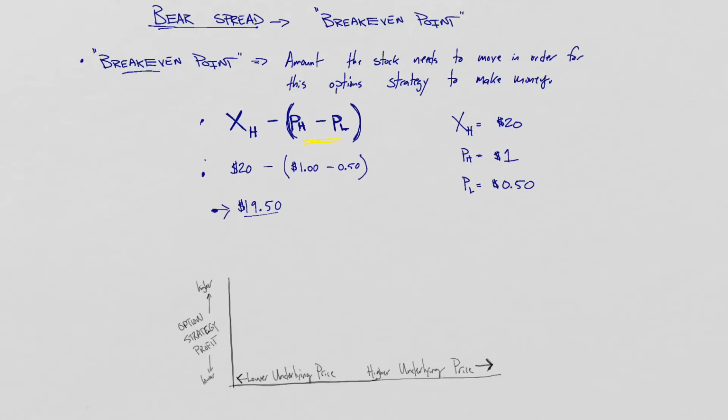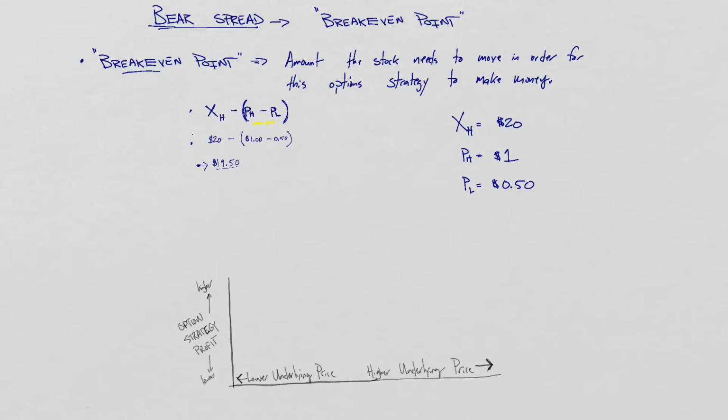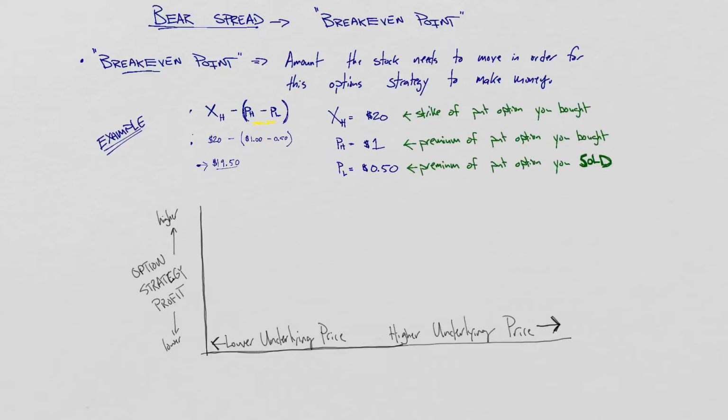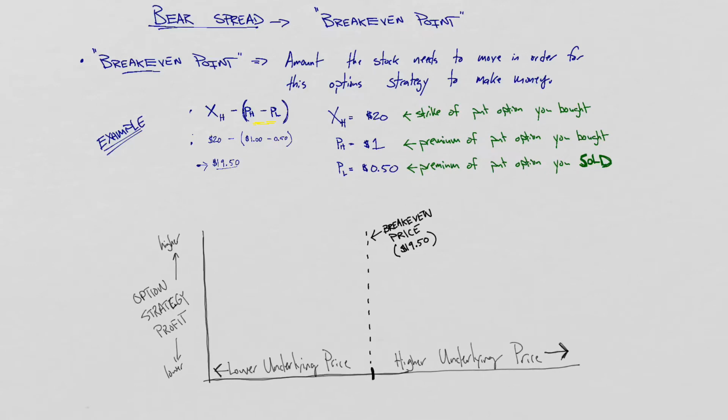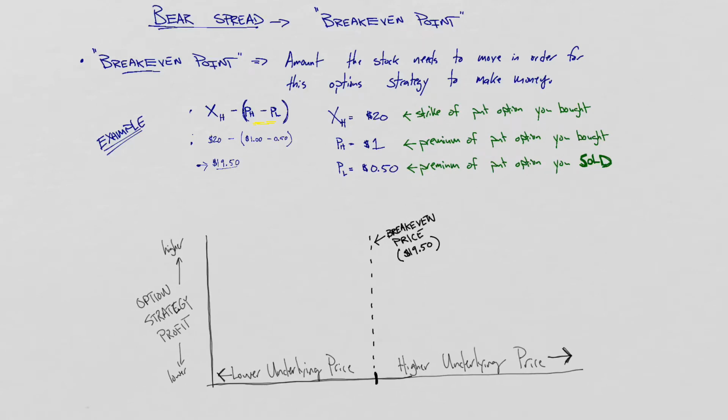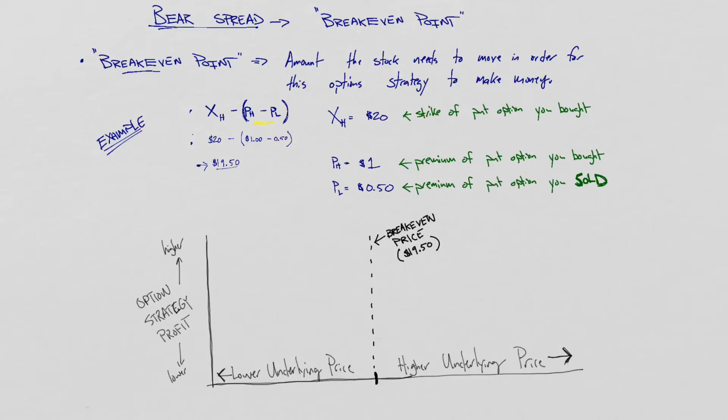And if we look at how that plays out on a profit and loss diagram, then we can plot our break-even price here, the price at which the underlying needs to fall to before this strategy is going to be making money. And then the one other thing that we'll need to know is the strike price for this put option that we sold. It was a lower strike price, and let's say it's $17.